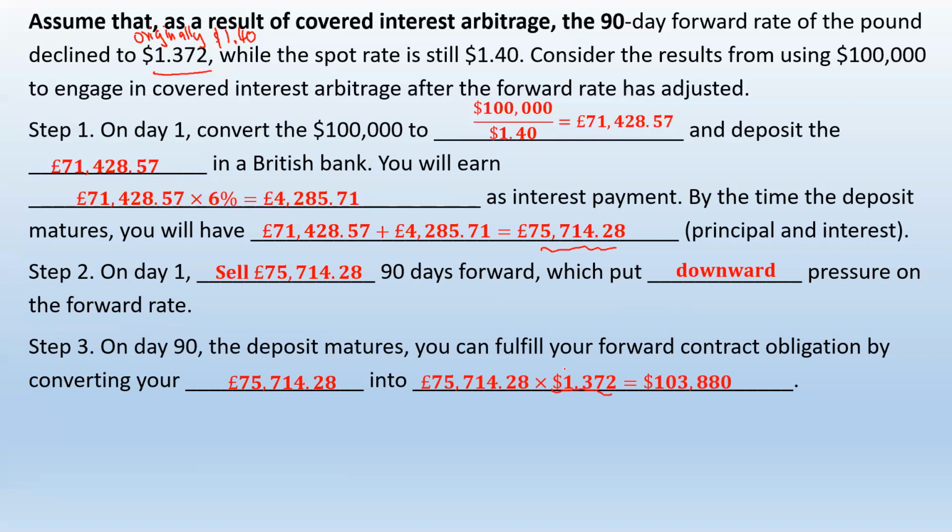When we convert into US dollars, we use this new forward contract rate. So we find our ending balance is $103,880. The return is 3.88%, which is greater than 2%, but less than 6%. Because it's greater than 2%, we will continue to do the arbitrage.